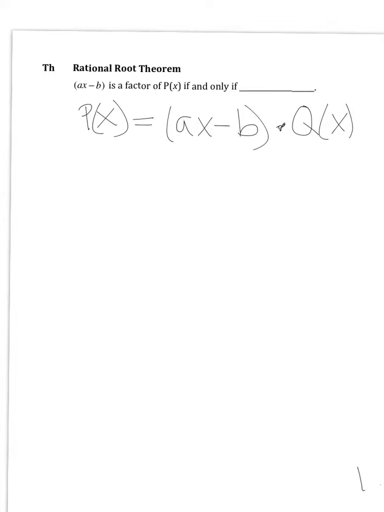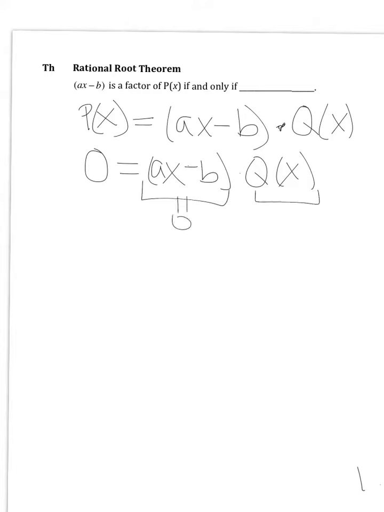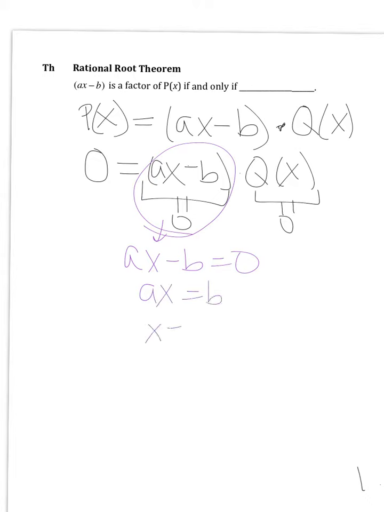And so if it's a factor, that means that if I'm solving for x-intercepts, it would look like this. And this would equal 0 only if this part equals 0 or this part equals 0. But for right now, this is the one we're interested in. So that means ax minus b equals 0. So ax equals b, so x equals b over a. And this would be an x-intercept.